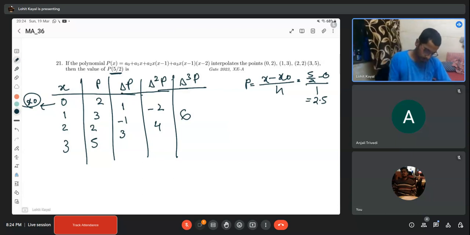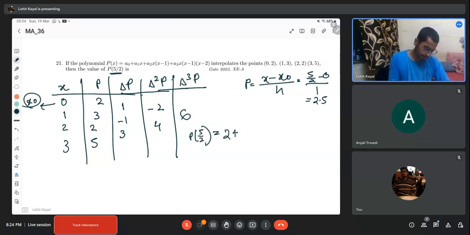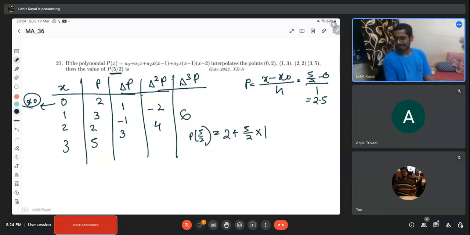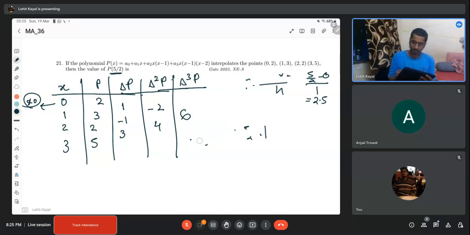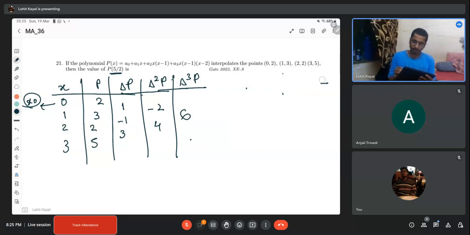So let's calculate the result. p of 5 by 2 is equal to p naught, p naught is 2 plus p into delta p, that is 1. Okay, sorry. First, let me find the values of a0, a1, a2, a3. First, construct a polynomial. Then I will just substitute x equal to 5 by 2.